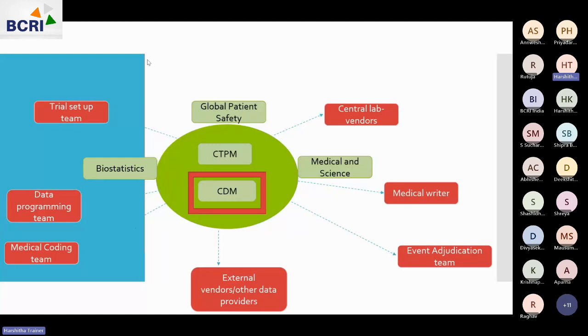All these people have to work together with the CDM team, and then work out how the data has to be cleaned. And only then, if CDM is not approving the data, it will not be released. So CDM is the main department which will be leading, reviewing, and finalizing the data of a clinical trial.